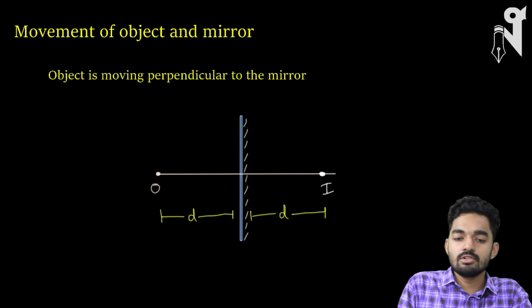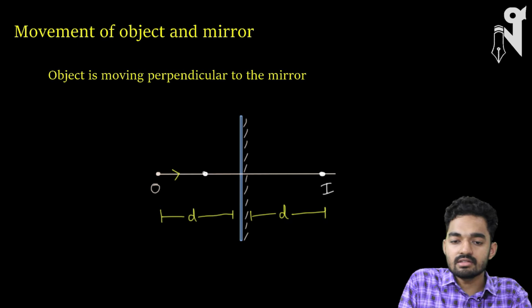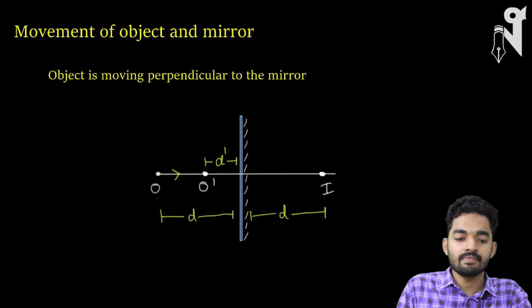So now I'm going to displace this object perpendicular to the mirror, which means I'm going to displace it along this line. Okay, let's say I displaced it, and this over here is the new position. Let's call it O dash, and let's say this distance is d dash. Okay, so the new object distance is d dash.